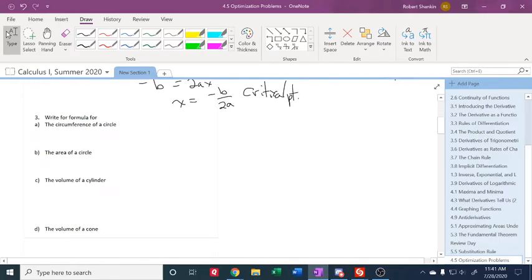Alright, number 3. Here are some formulas. I want you to write the formula for the circumference of a circle. What basic fact do you need about a circle that goes into the formula of the circumference? Same with the area, same with the volume of a cylinder. Cylinder is like a Coke can. And then the volume of a cone. A cone is like an ice cream cone, 3-dimensional.